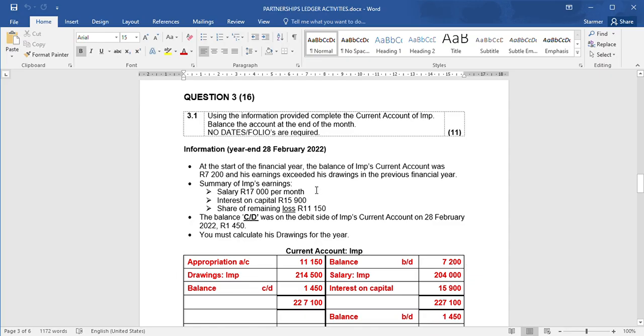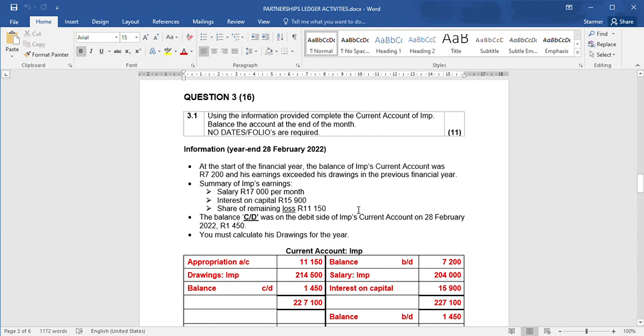Then the summary of IMP's earnings: he earns a salary of 17,000 Rand per month. We need to show what he earned for the entire year. So for the salary of IMP, we multiply that 17,000 by 12 to get 204,000. His interest on capital is 15,900. That increases his earnings.